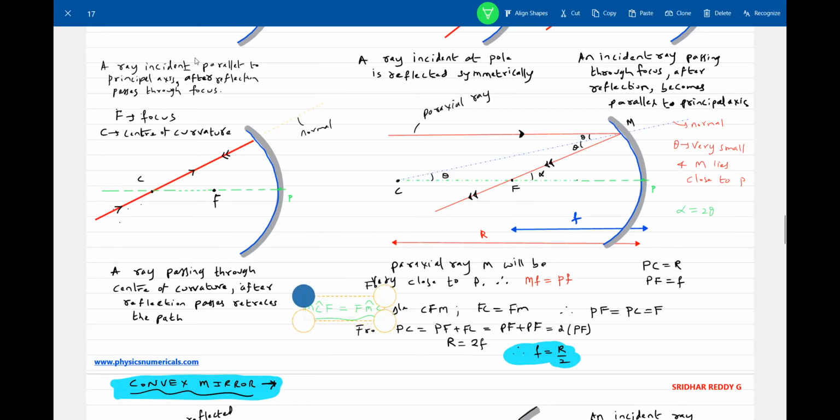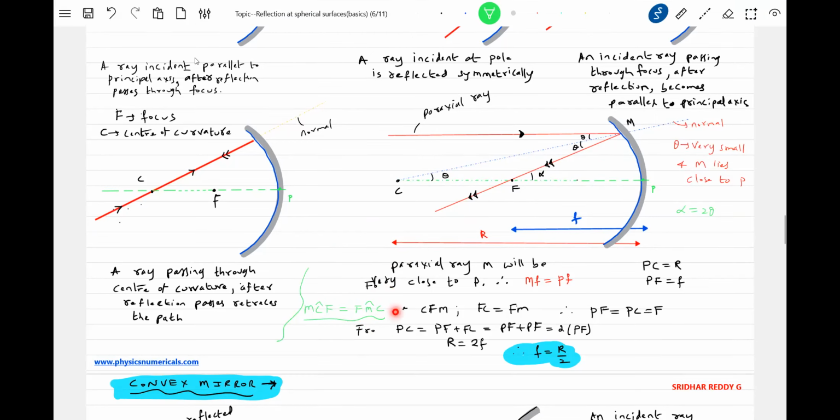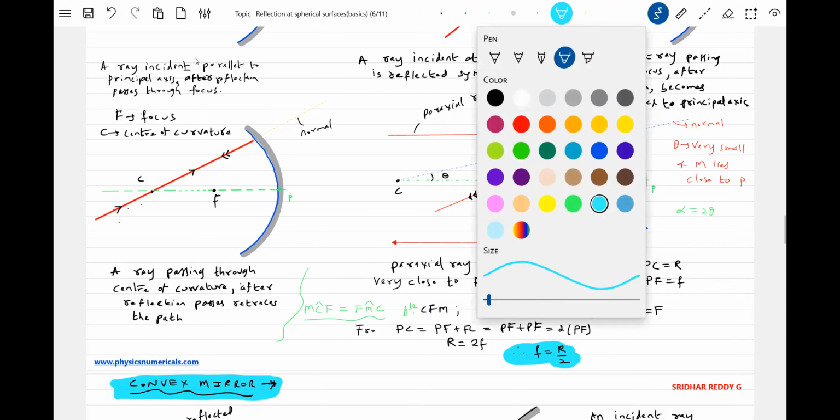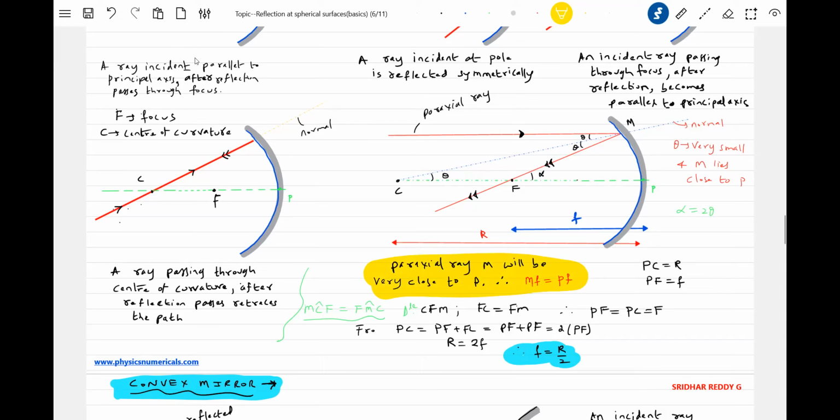I'll write this data here. This will be very useful for you. There's one thing. M will be very close to P. And from the isosceles triangle, what we can write is MF should be equal to PF, because M will be very close to P. So MF should become equal to PF. Any reason for that? Because of paraxial. This condition is very important. Because of that paraxial condition, I'm able to write that. As the incident ray is paraxial, M will be very close to P. So the distance you measure, MF, should become equal to PF. This is the one condition you put in.